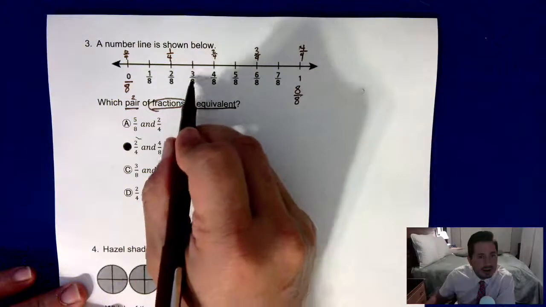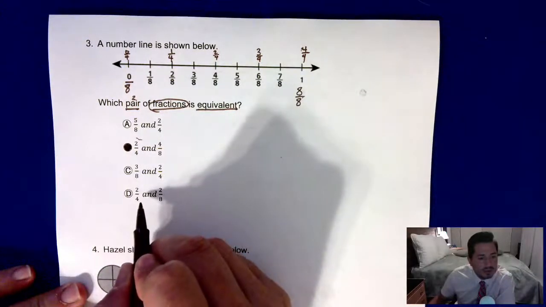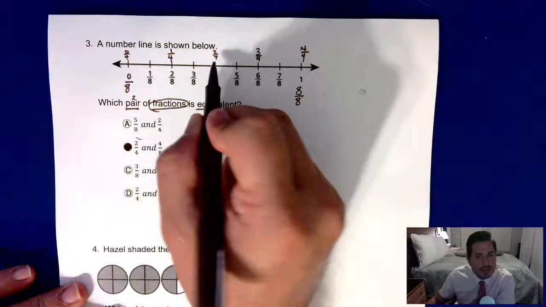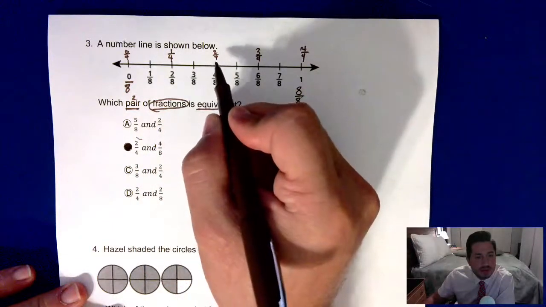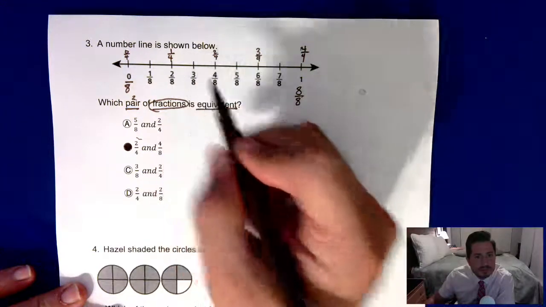3/8 would be right here. There's no fourths that match with that. And 2/4 is right here, and that does not match with 2/8, which would be right here. They're not the same.